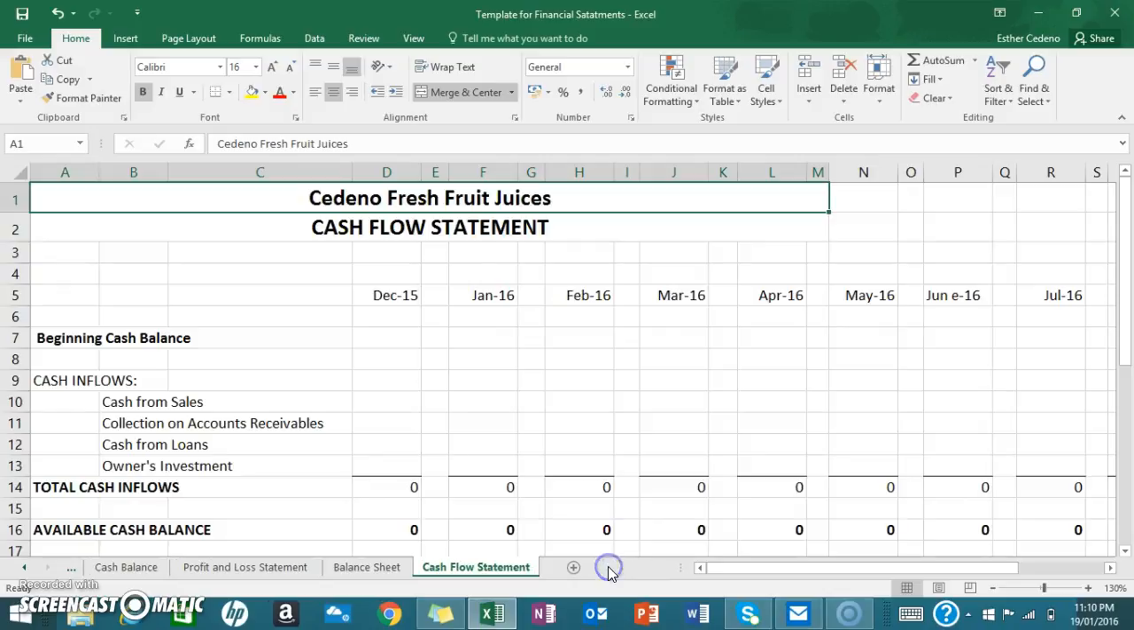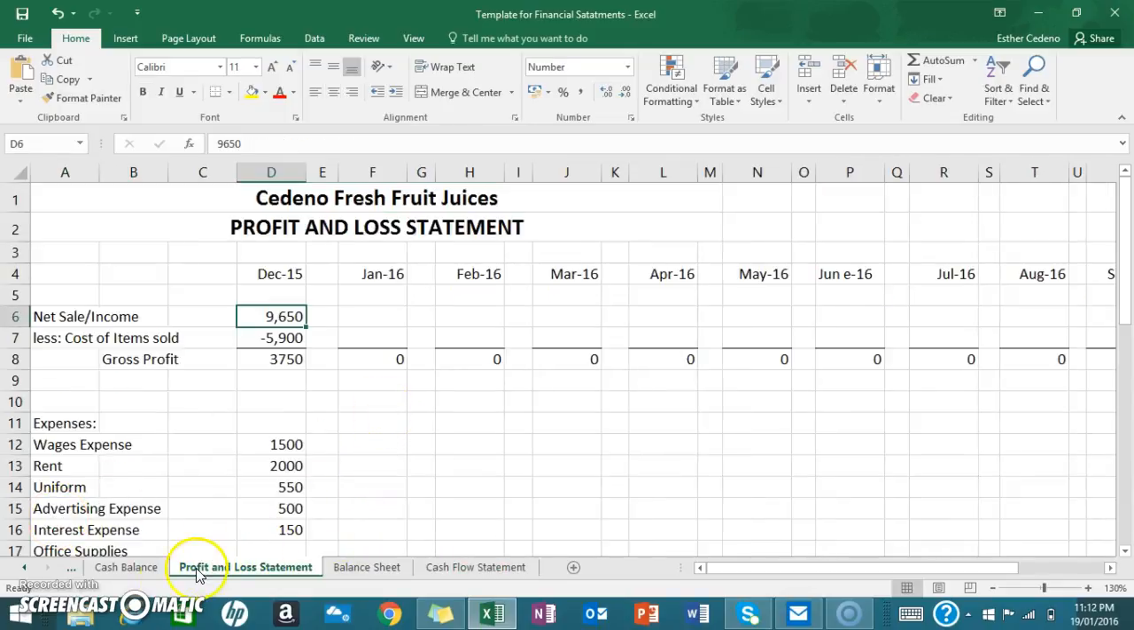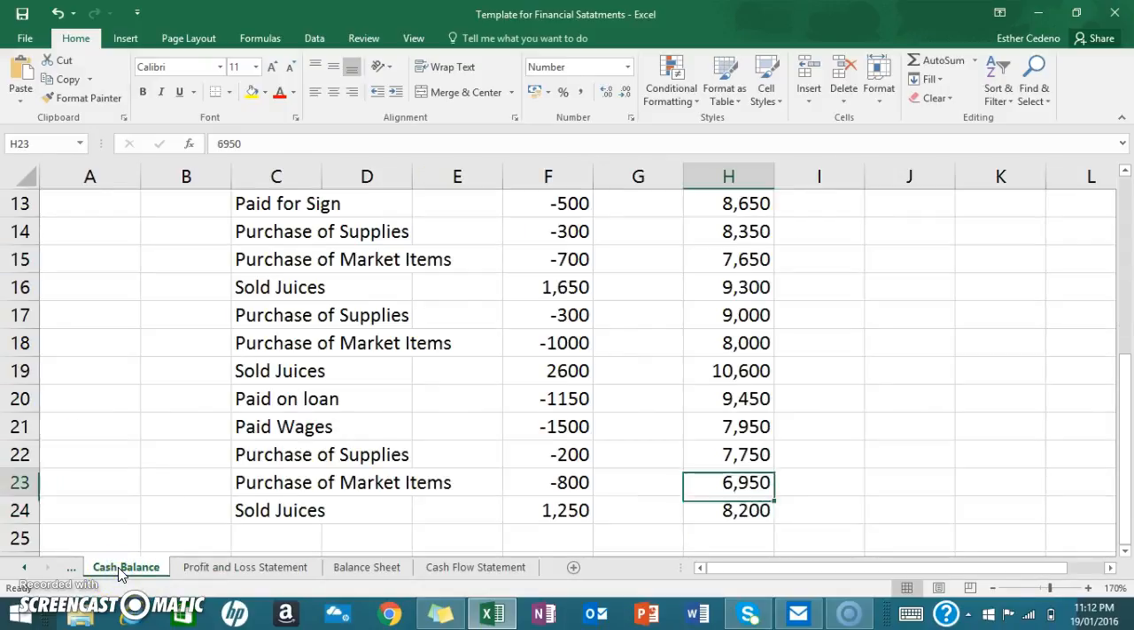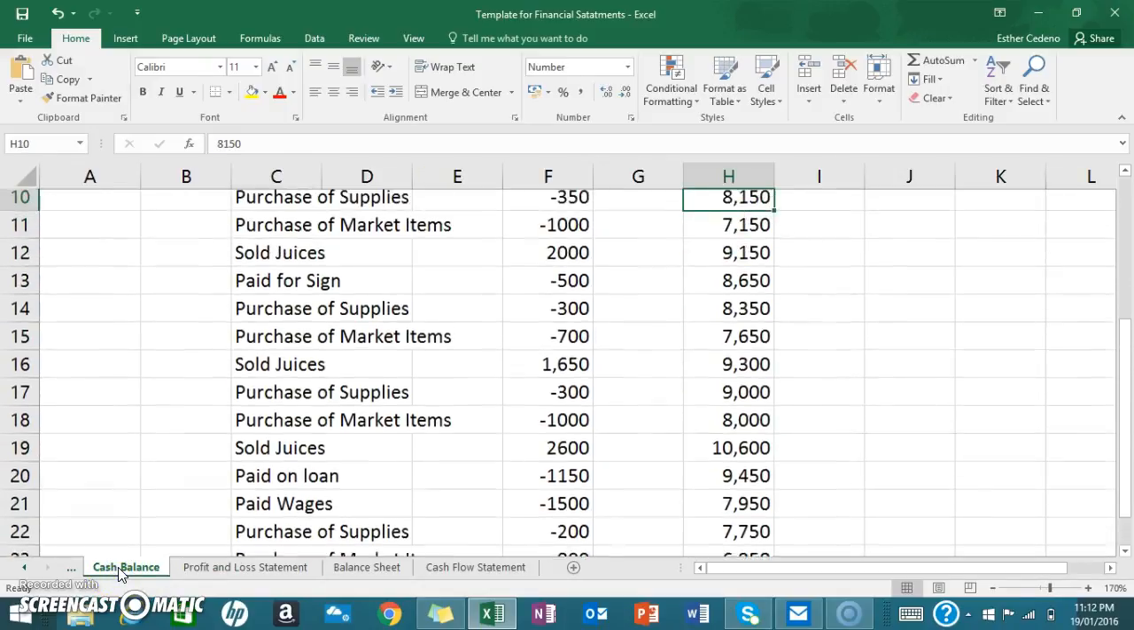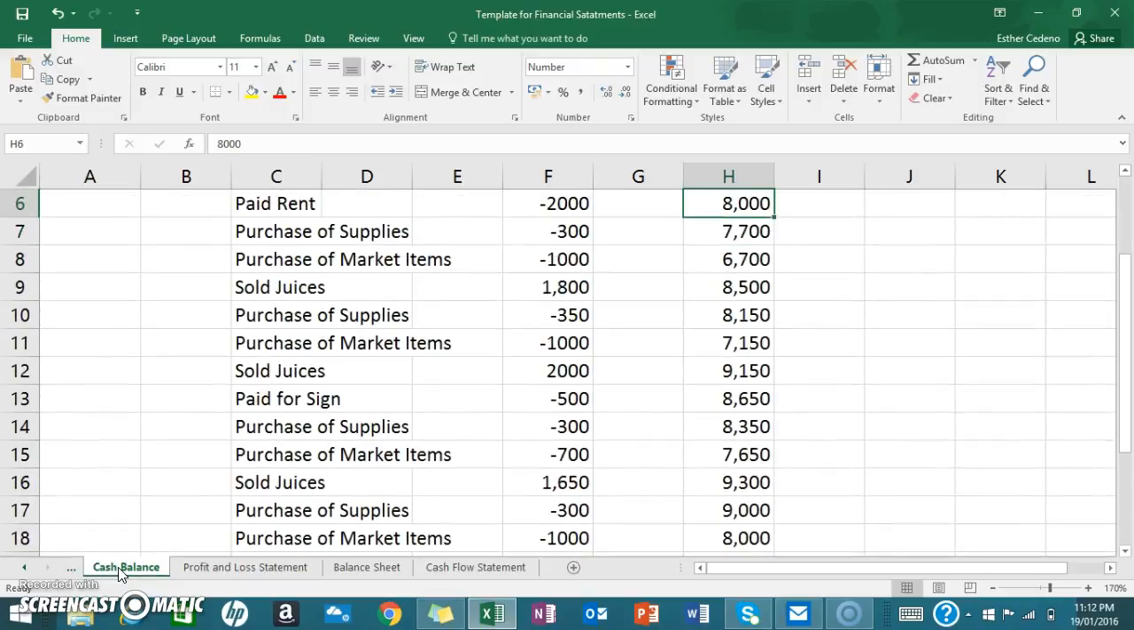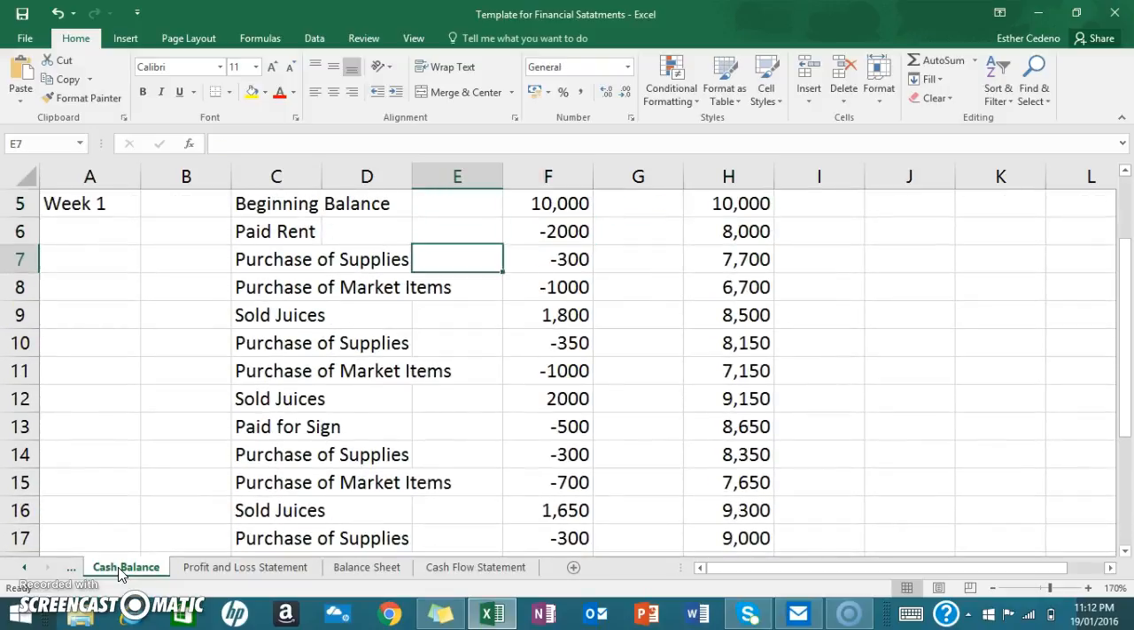The last thing to do is the cash flow. And in the cash flow, we want to find out how much money was received from sales. We would go to the cash balance account, and that will give us all the information about money received from selling juices. So here we have the 1800.